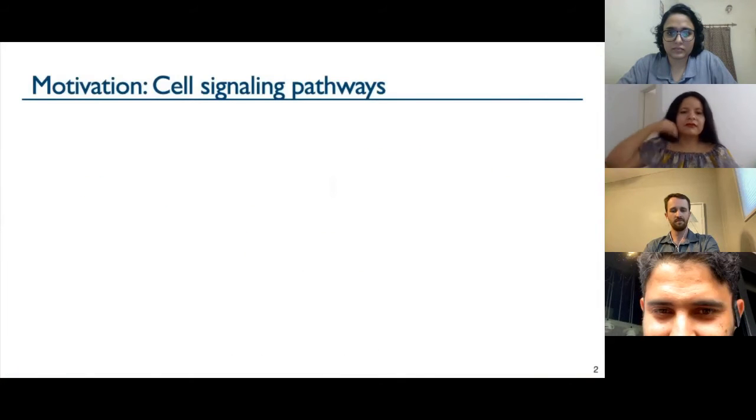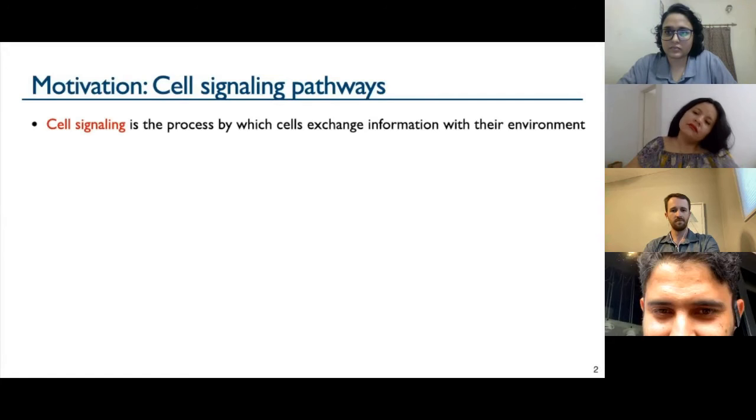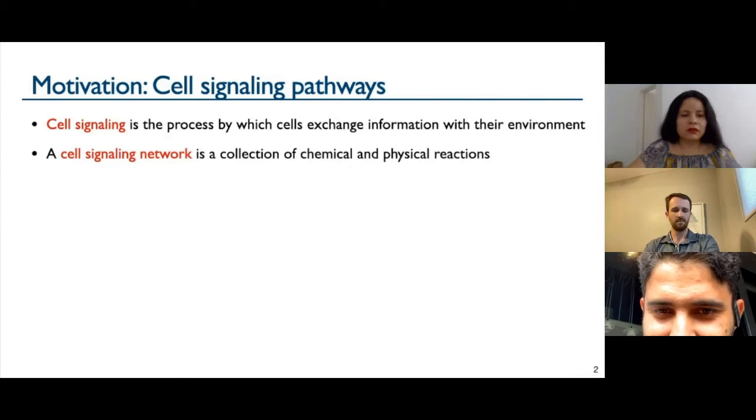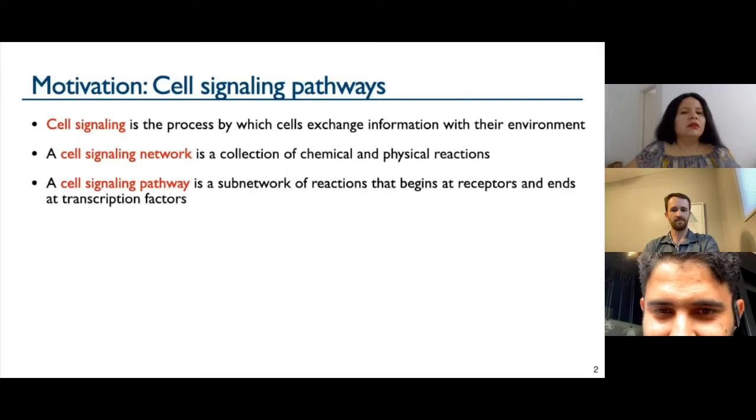Cell signaling is how cells exchange information with their environment by sending and receiving small molecules at membrane-bound receptors, which is fundamental to cell biology. A cell signaling network encompasses all of the chemical and physical reactions that occur in the cell. A cell signaling pathway is a subnetwork of these reactions that describes a cellular process and usually begins at one or more membrane-bound receptors and ends at transcription factors and regulators.